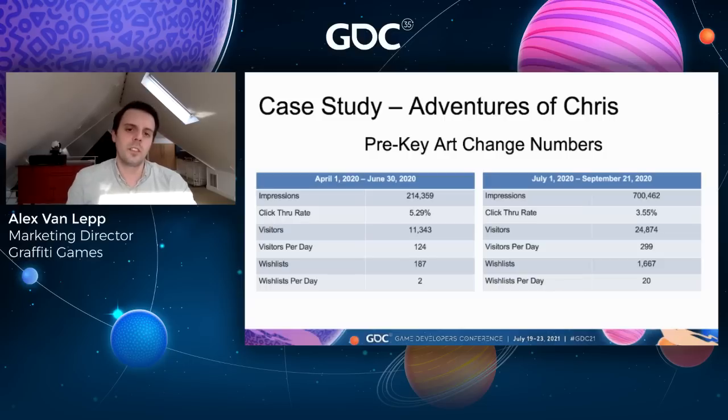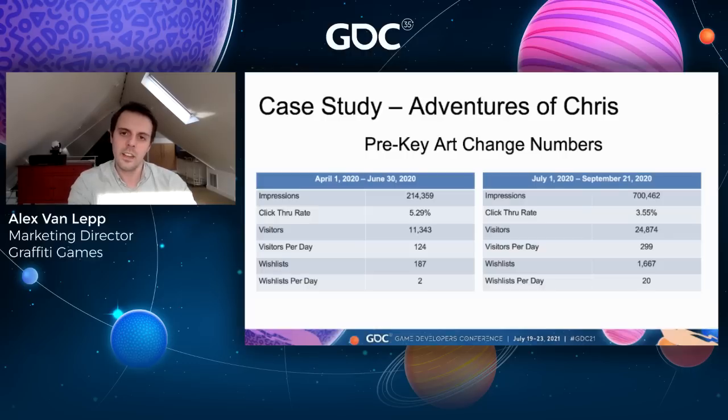So this time, instead of comparing a standard week, I'm going to compare the 3 months prior to the change to the 3 months after the change. Here you can see that our wish list per day on the chart on the left, this is prior to the key art change, was really low, 2 a day. That's not anything to write about and say, hey, look at this awesome work we're doing. Instead, afterwards, you can see our numbers increased dramatically.